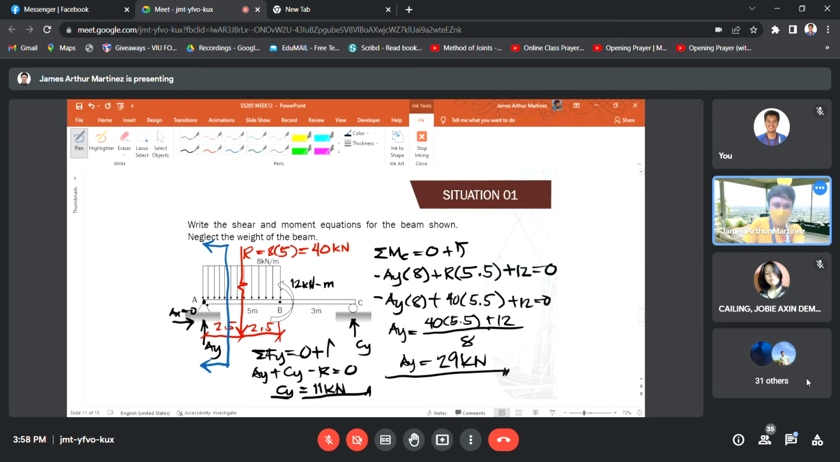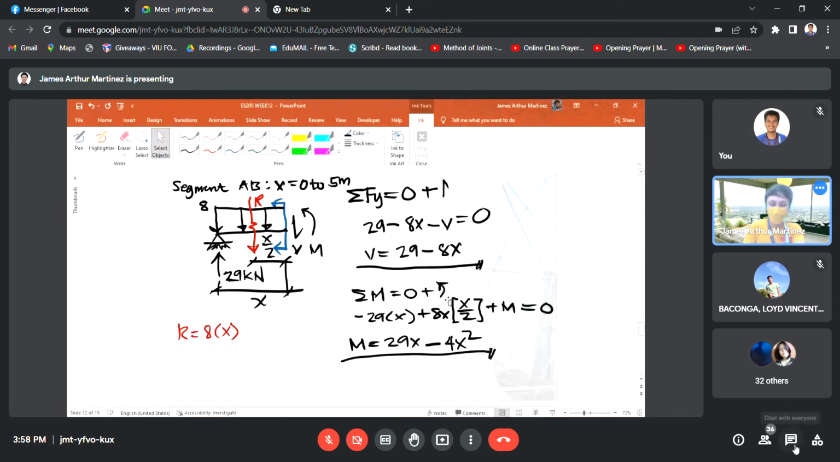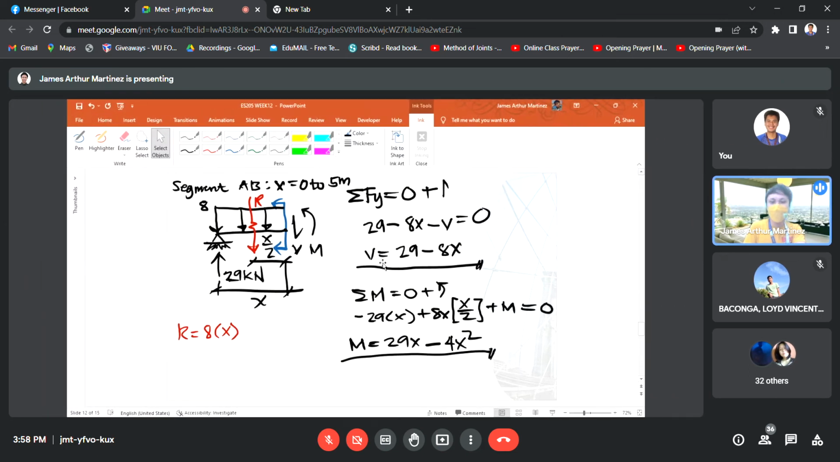So since point A is the reference point, then for segment A to B, x is 0 to 5, so your value of x should be 0 to 5 only. Okay? Meaning, class, if you substitute the values of x in these equations, then you can determine the shear and the moment at that certain point, or at that x distance.